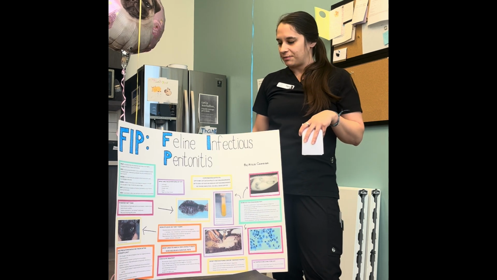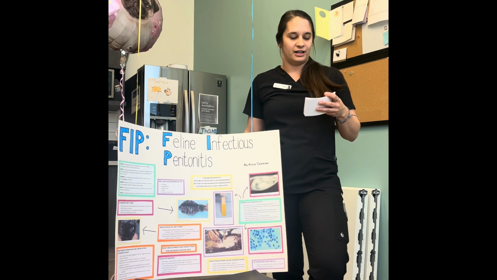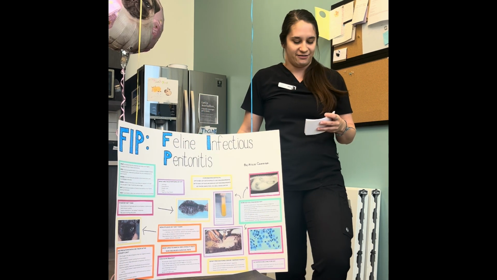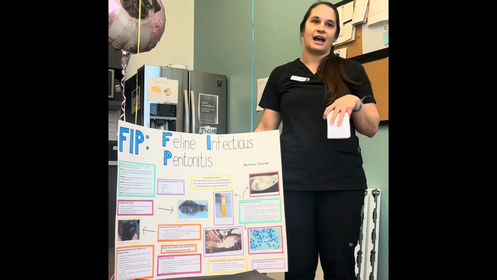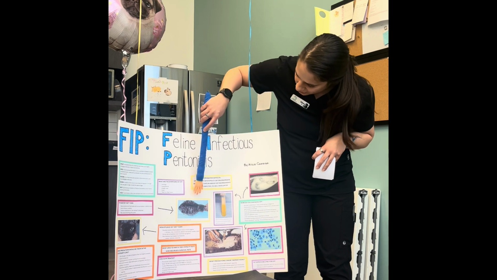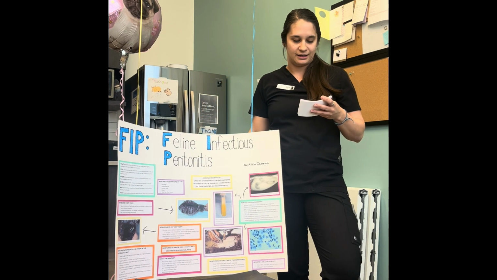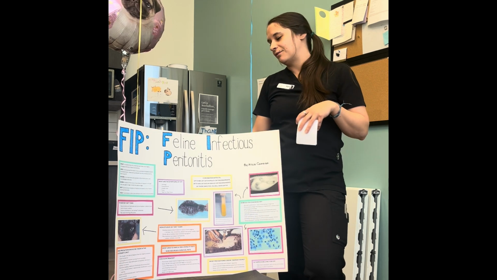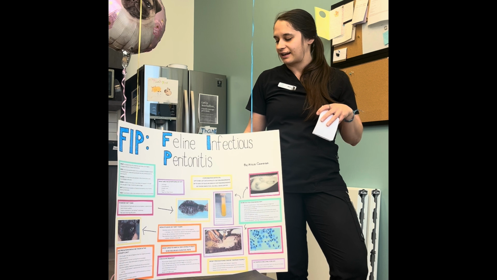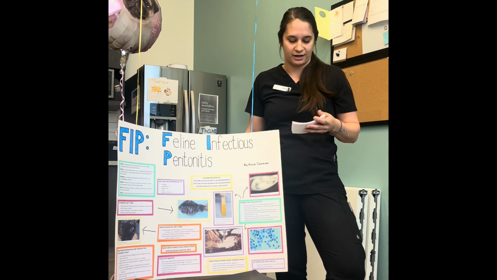Most cats develop the wet form, meaning that fluid accumulates in the abdominal or thoracic cavities. This accumulation of fluid results in a distended abdomen or pot-bellied abdomen, shown right here by this cat with FIP. And when the fluid accumulates in the thoracic cavity, they may also have difficulty breathing. There's so much fluid pushing on their lungs.